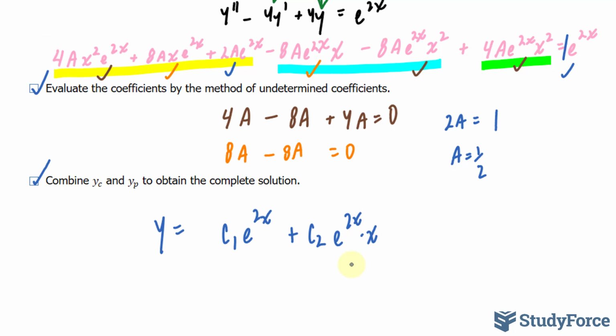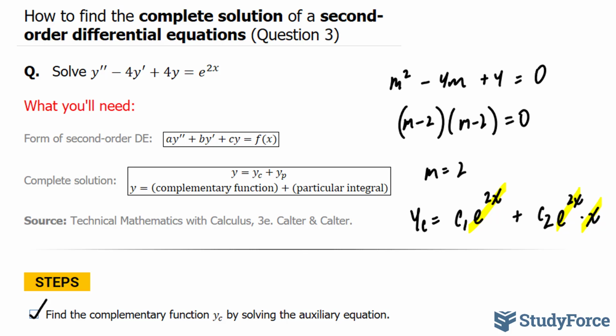And now y sub p is half, which is what we just found, times x to the power of 2 e to the power of 2x. And there you have it. That is how to find the complete solution of a second order differential equation that contains duplicate terms in the solution.